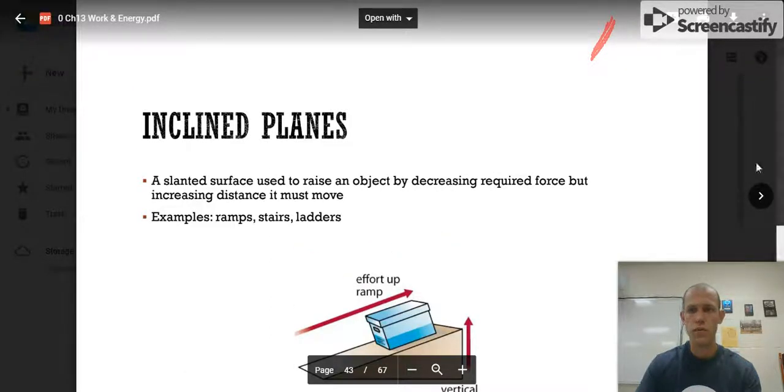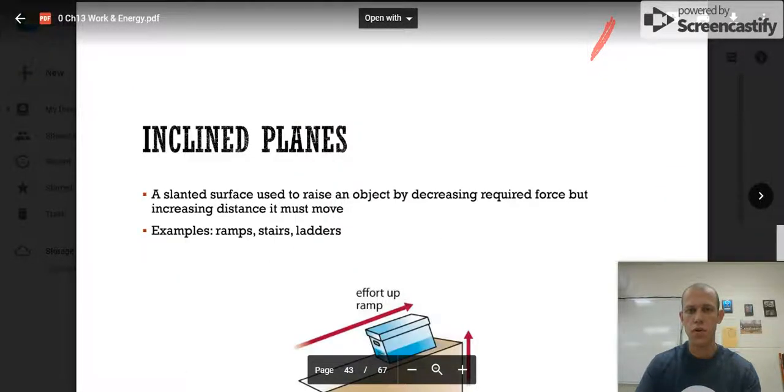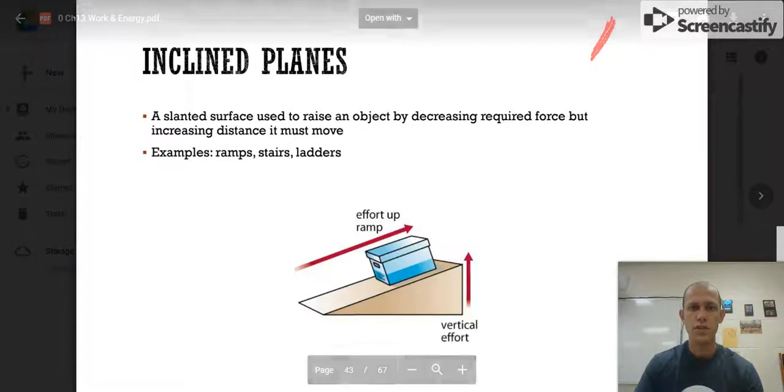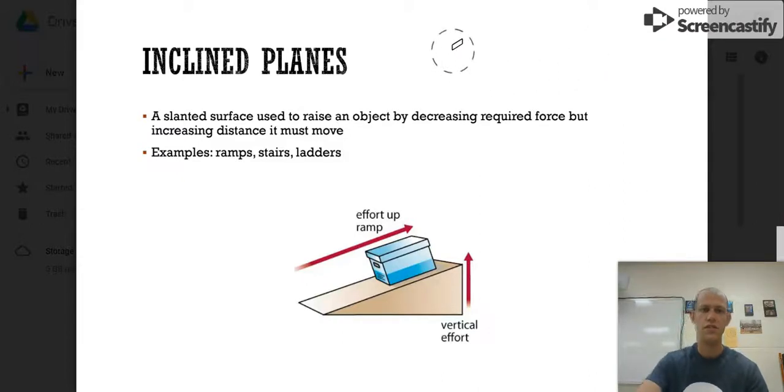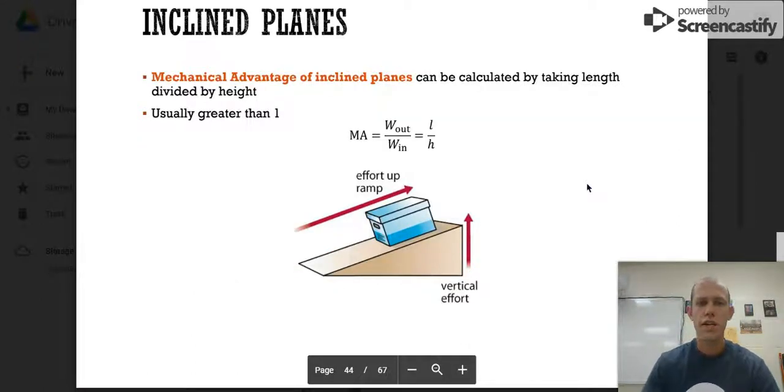All right, so that was simple machine number 3. We have levers, wheels and axles, pulleys, and now we're on to inclined planes. Very, very simple. It's just a slanted surface used to raise an object by decreasing required force, but increasing the distance it must move. So, for example, ramps, stairs, and ladders. Mechanical advantage of inclined planes can be calculated by taking the length divided by the height, and it usually comes out to be greater than 1.